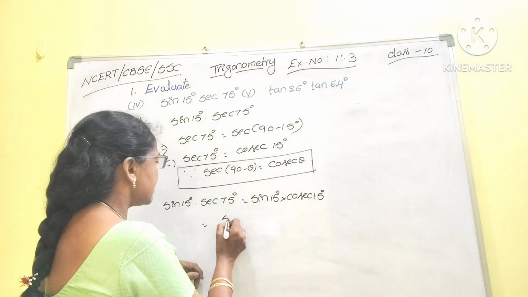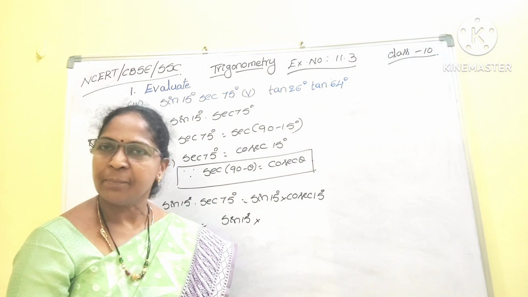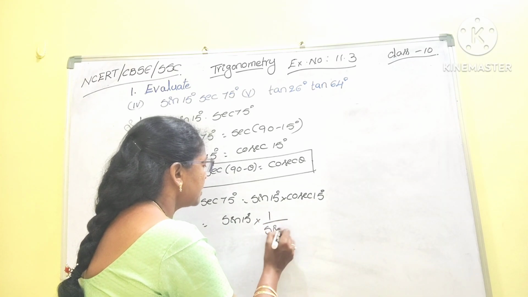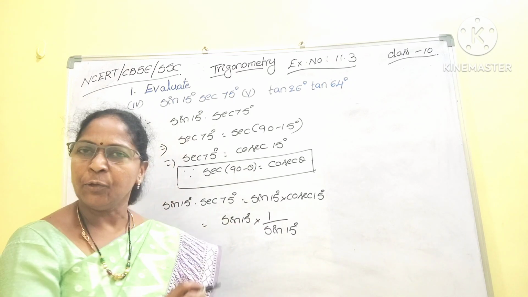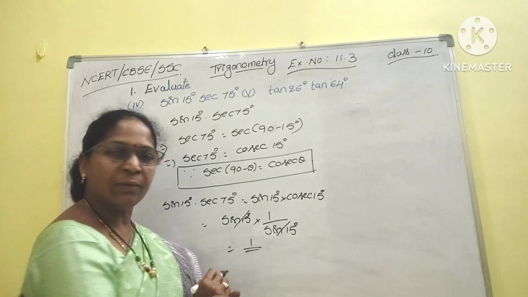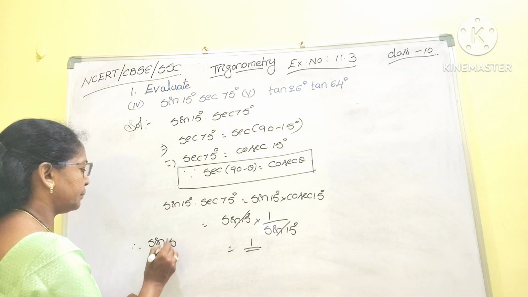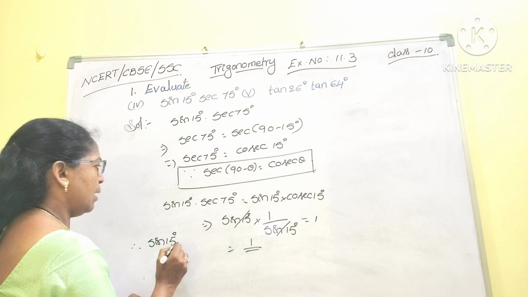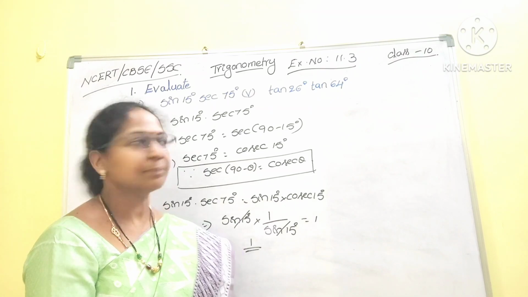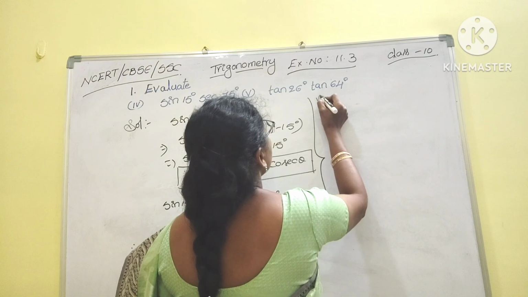Now again, sine 15 degrees into cosecant, which is the reciprocal of sine. So cosecant 15 degrees you can write as 1 by sine 15 degrees. Again, in the numerator and denominator both terms are the same, so you will get the value 1. Therefore, sine 15 into secant 75 degrees equals 1. That is the answer.